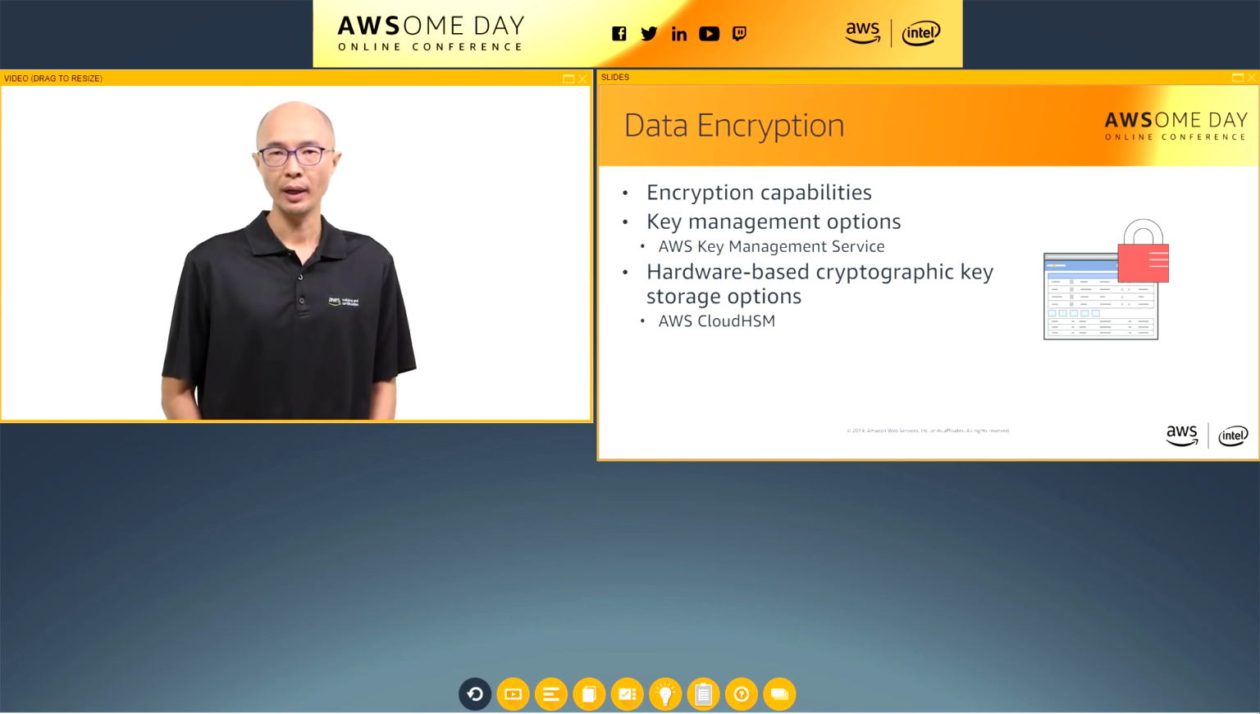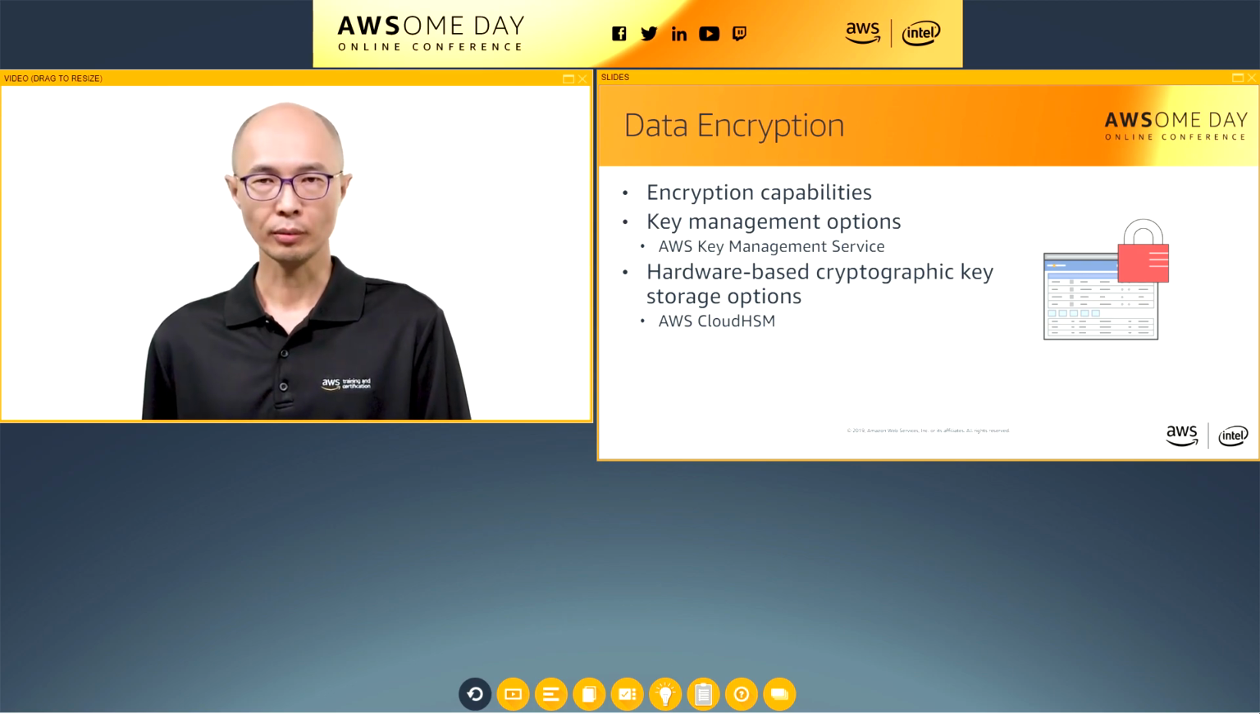Dedicated hardware-based cryptographic key storage options are available for customers to help satisfy compliance requirements. AWS CloudHSM is a cloud-based hardware security module that enables you to easily generate and use your own encryption keys on the AWS Cloud, where you, the customer, own the root of trust. In addition, AWS provides APIs for you to integrate encryption and data protection with any of the services you develop or deploy in an AWS environment.